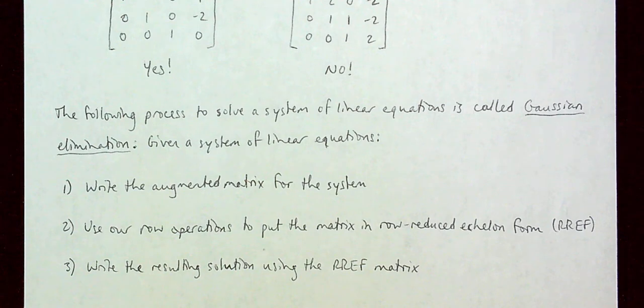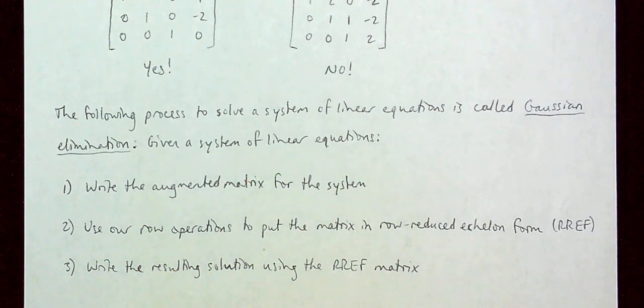But if you're given a system of linear equations, again, for our purposes, we're sticking with 2 equations in 2 variables or 3 equations in 3 variables. We're going to first write the augmented matrix for the system. Very easy. We saw how to do that at the beginning of this video. Step 2, we're going to use our elementary row operations to take that matrix and put it in row-reduced echelon form. This is the part that's going to take some time. This is the part that takes some practice. Doing these things by hand can get a little bit tricky, but once you get used to it, it's not bad.